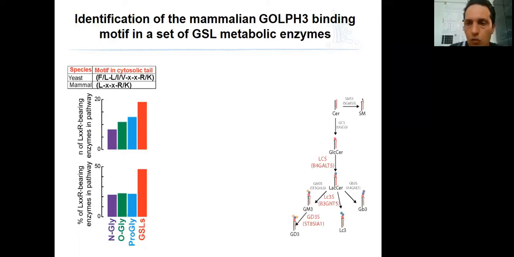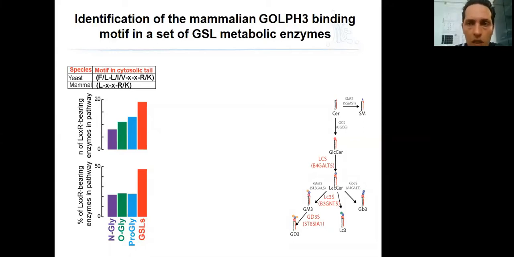And here on the right, you can see a very simplified version of the pathway, where ceramide, the main precursor, can be converted into sphingomyelin thanks to the activity of sphingomyelin synthase 1, or can be further glycosylated by glucosylceramide synthase to produce glucosylceramide. Then glucosylceramide is converted by lactosylceramide synthase to lactosylceramide, which will then give rise to globoside, ganglioside, lactoside, and asialo, which are the complex glycosphingolipids.